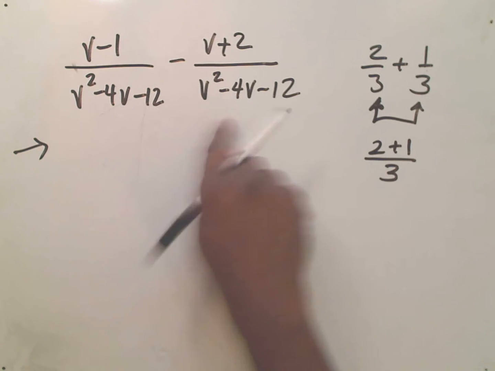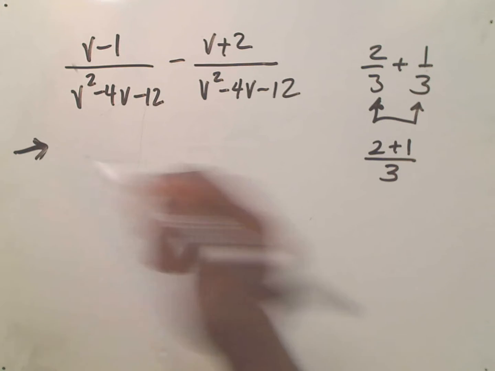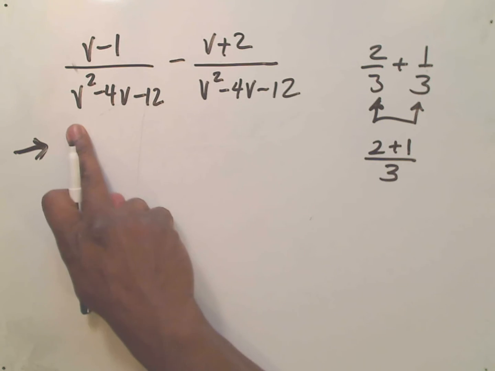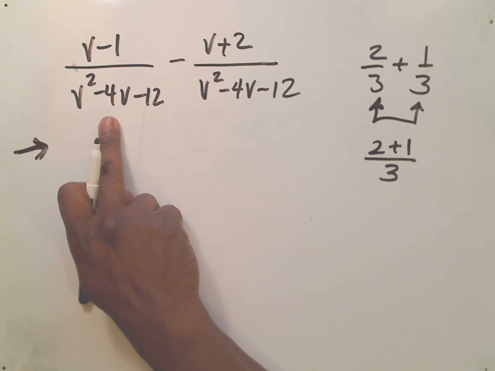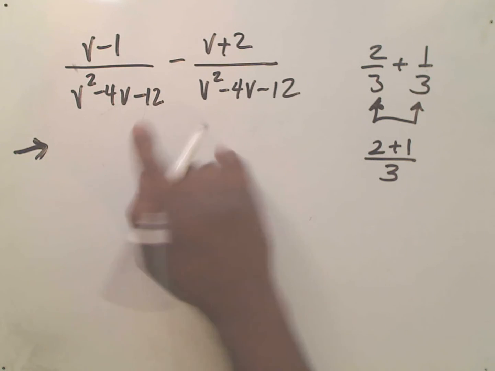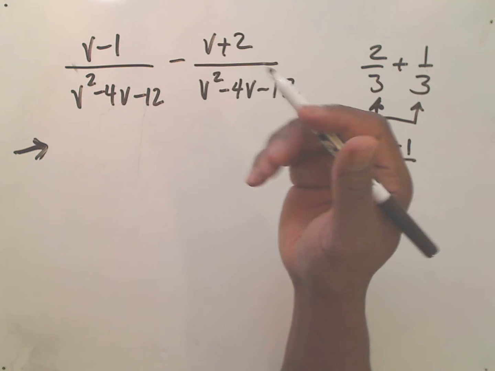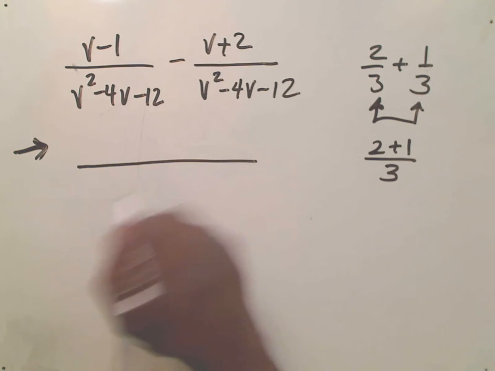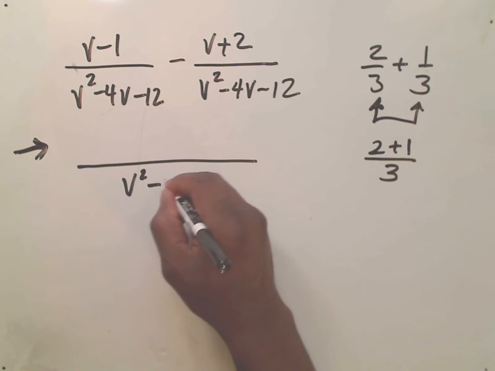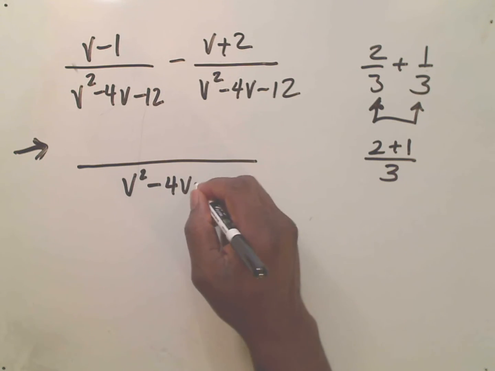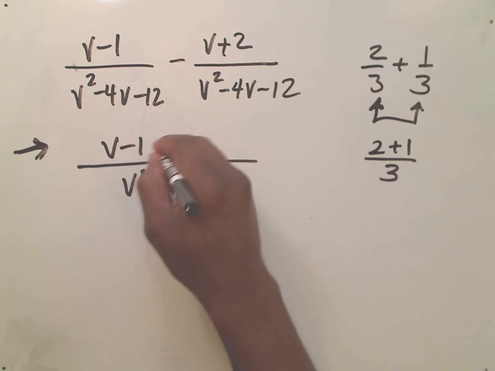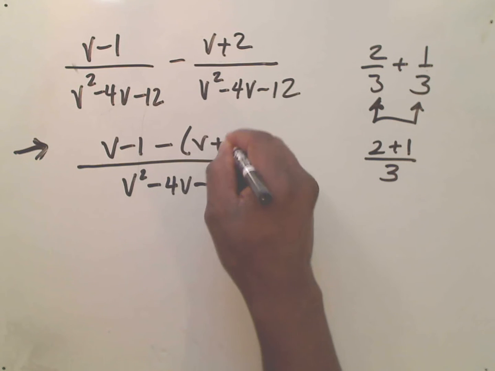Well, the same thing is true for rational expressions. The pattern is simple. Are the denominators the same? Yes or no? And it turns out that both denominators are v squared minus 4v minus 12. Since the denominators are the same, it gives us permission to add or subtract numerators, in this case subtracting, so the denominator definitely will be v squared minus 4v minus 12, and then we'll have v minus 1 minus the quantity v plus 2.